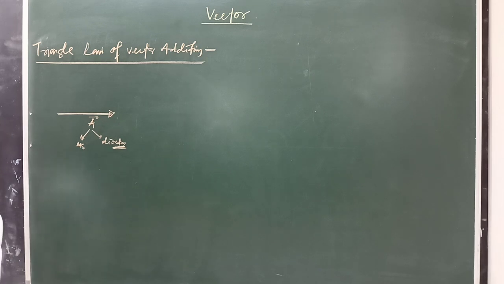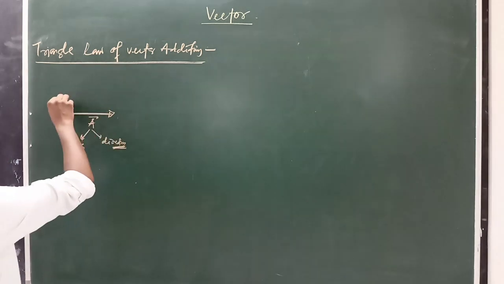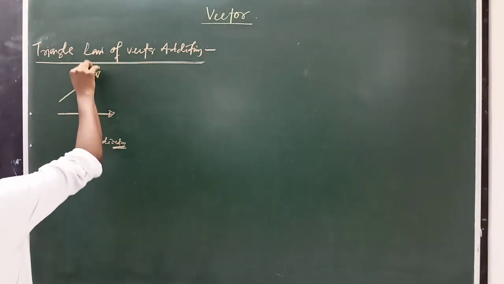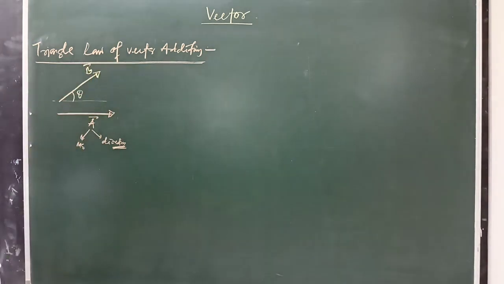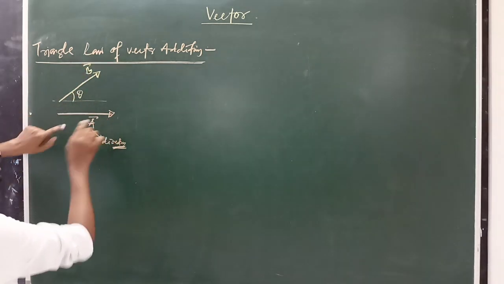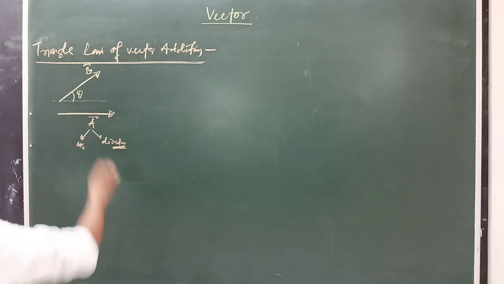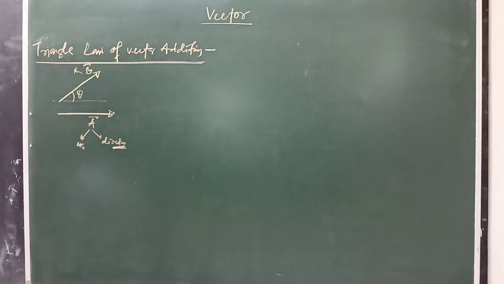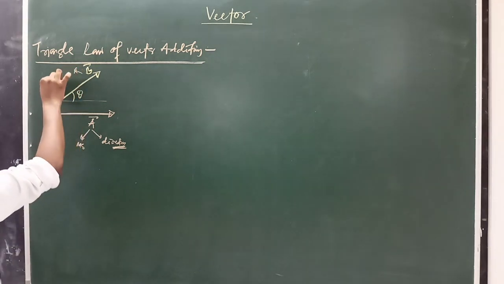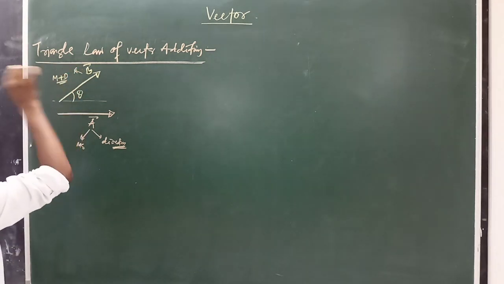And similarly, suppose there is another vector B vector, which makes an angle theta. You can say that this is the direction of B vector, which makes an angle theta with vector A, and this vector B also represents both magnitude and direction.